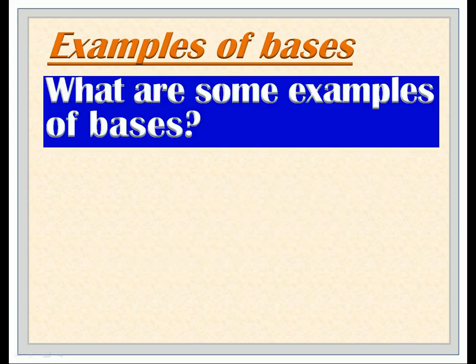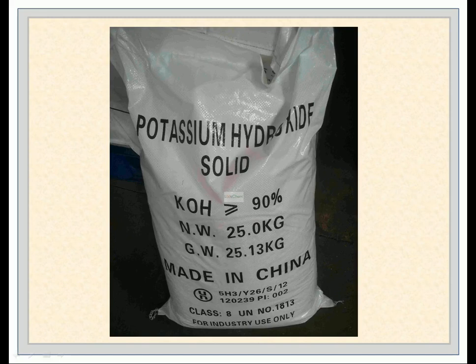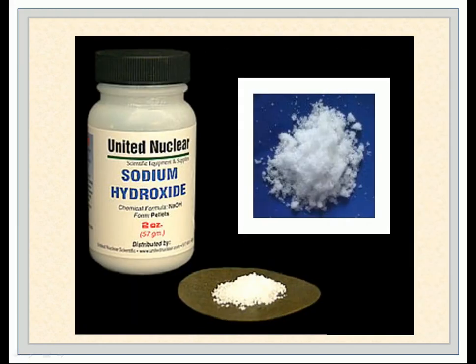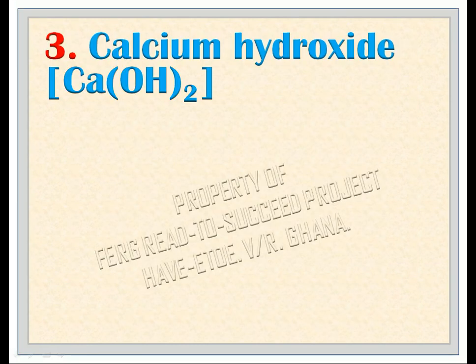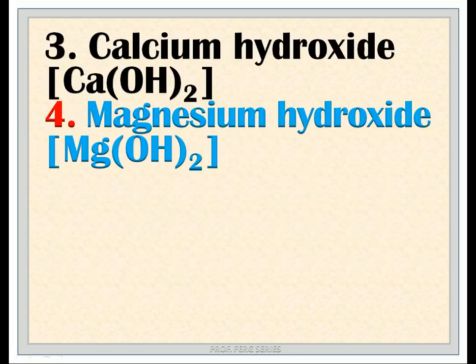Examples of bases. What are some examples of bases? Examples of bases are 1. Potassium hydroxide. 2. Sodium hydroxide. 3. Calcium hydroxide. 4. Magnesium hydroxide.